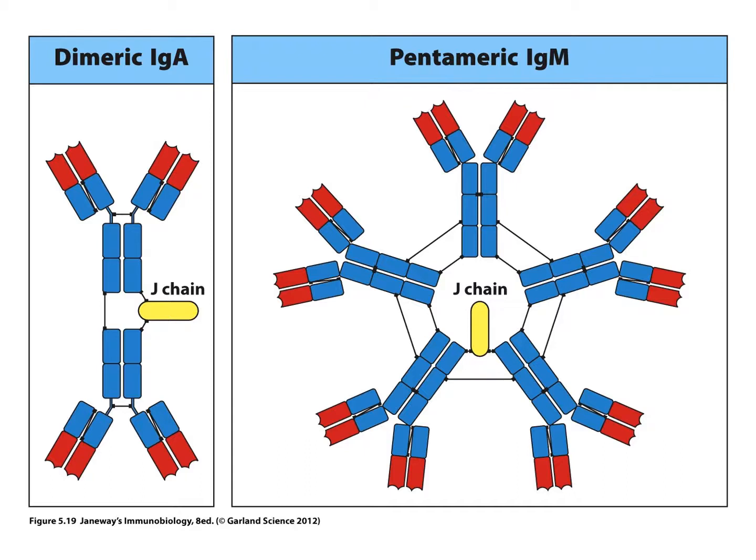During the recombination events to go from M to D or M to G, M to A, M to E, we also see the recombination occurring. We see the hypermutation and a significant increase in affinity.